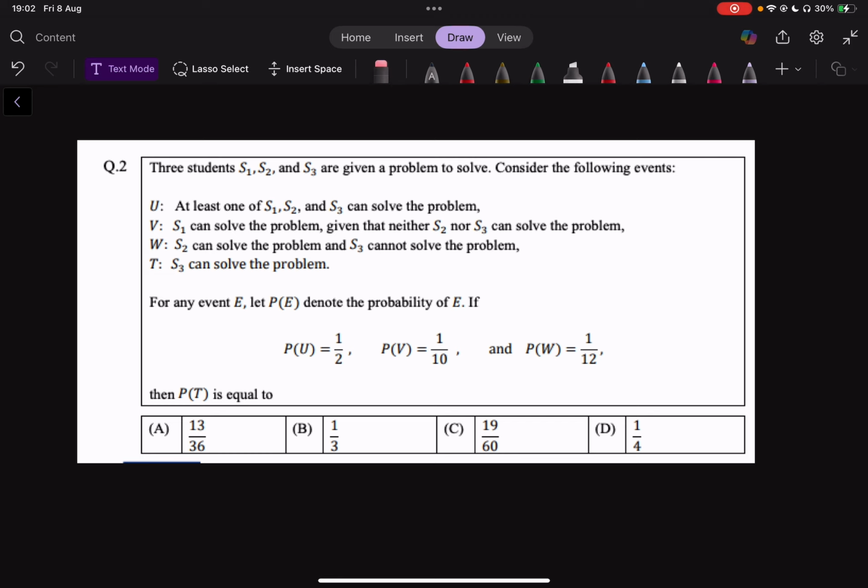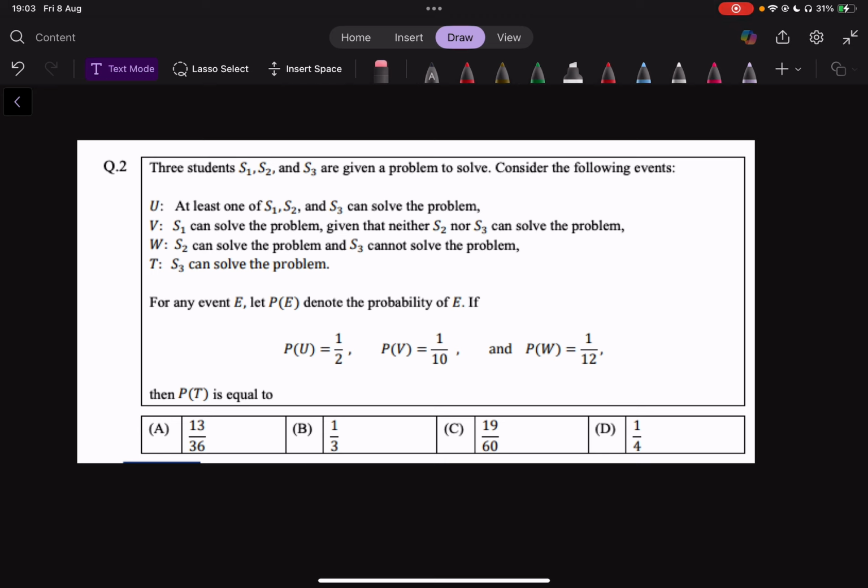Three students, so it's a probability based question. We were given three events and we are asked to find the probability of the fourth event. So let's see those events. There are three students, and those three students are given a problem to solve.